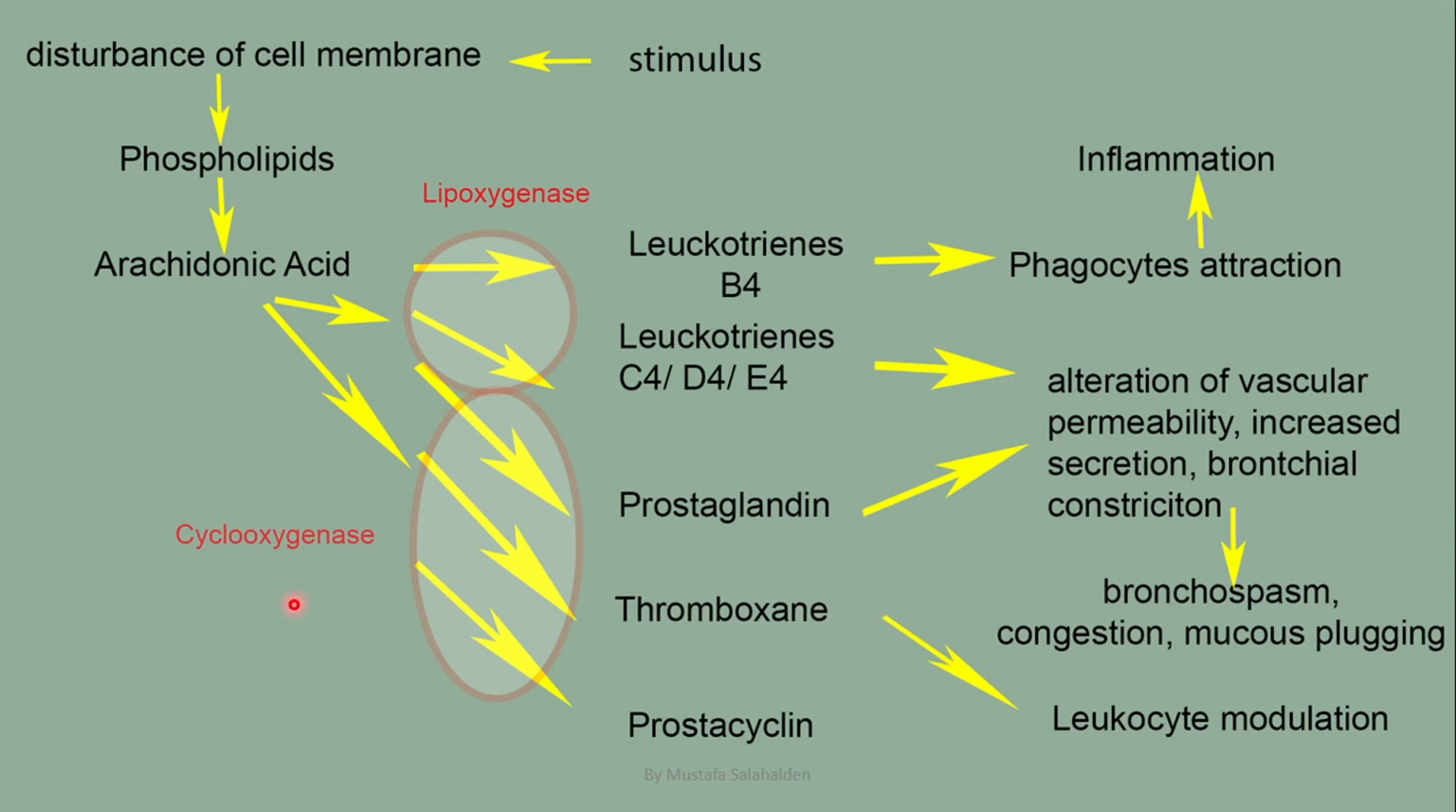Now, aspirin works on the cyclooxygenase enzyme. It inhibits this enzyme, and because of that, there are lesser quantities of prostaglandin, thromboxane, and prostacyclin, which leads to less inflammation.